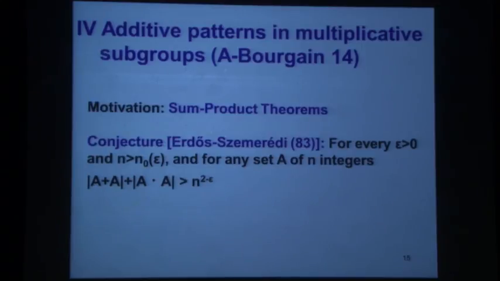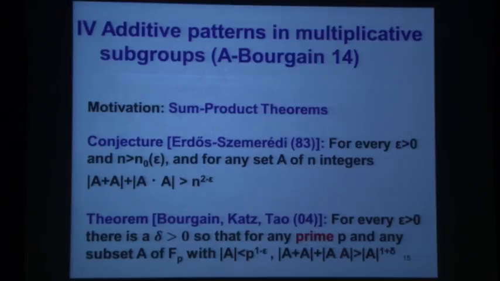So this is still open. But we want to consider, or I want to mention, a finite field analog. That's a result of Bourgain, Katz, and Tao, and it says the following. Here we don't know the best dependence of delta as a function of epsilon, but for every fixed epsilon, there is some delta, depending only on epsilon, which is also positive.